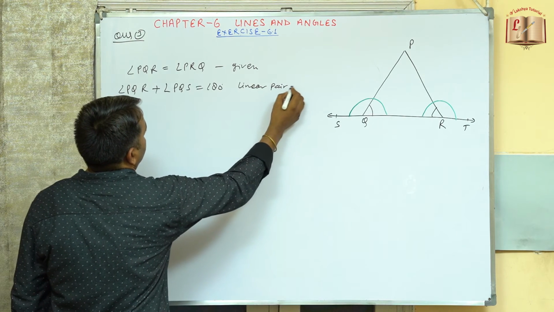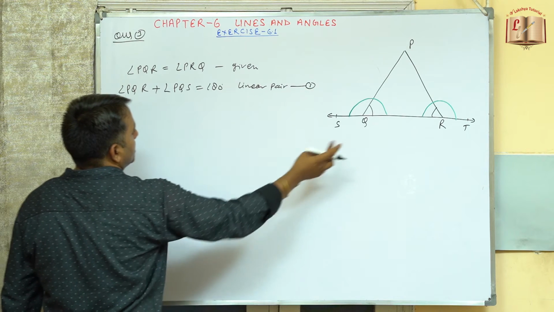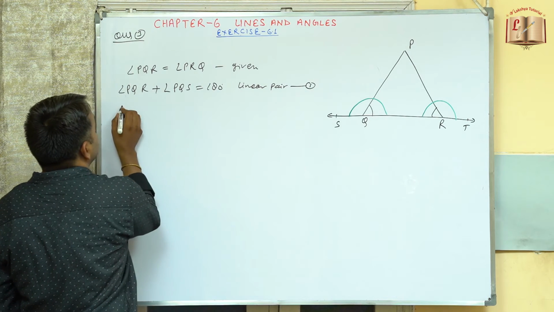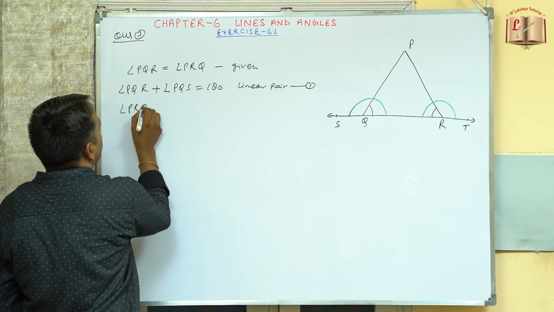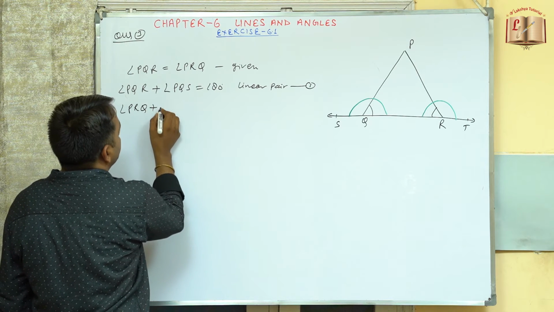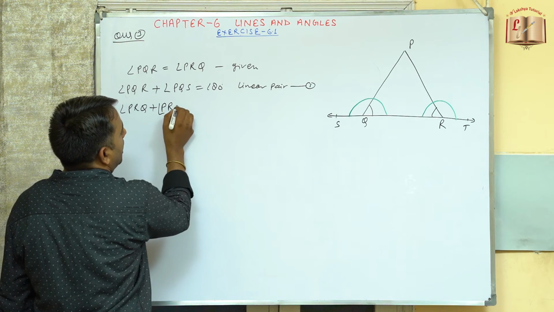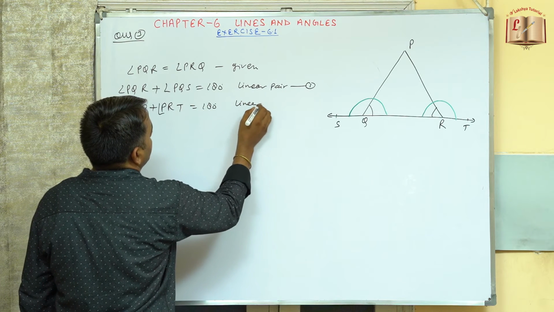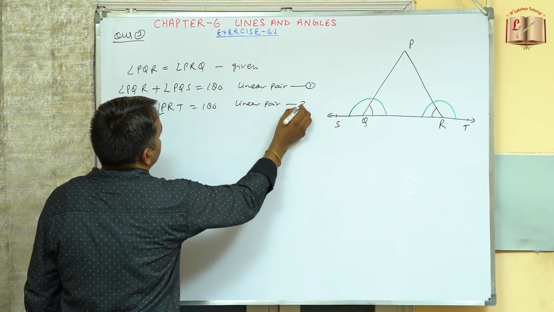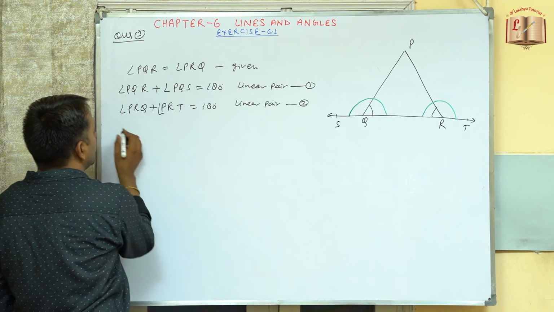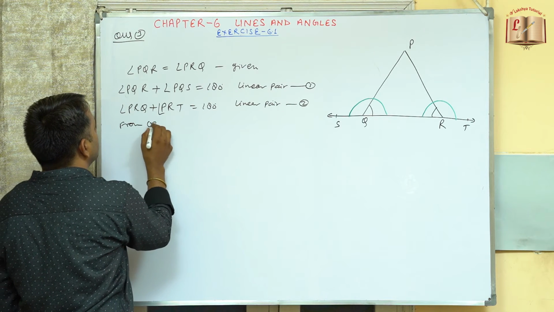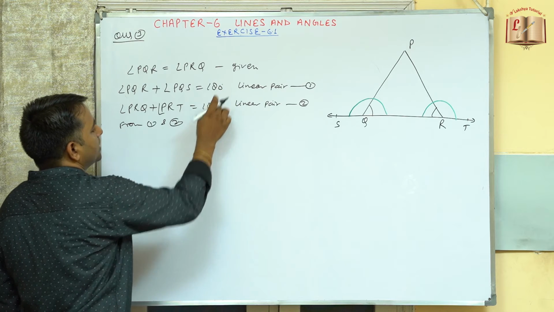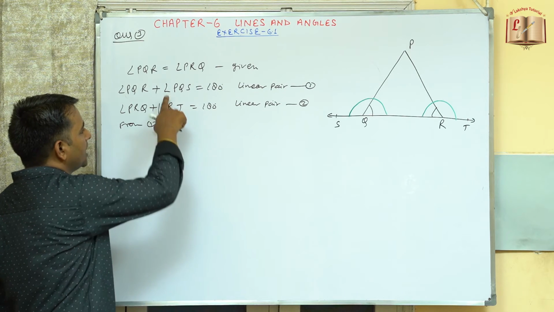So this we are taking as equation number 1. Similarly from another equation, angle PRQ plus angle PRT will be equal to 180 degrees. This is also a linear pair. This is equation number 2. Now from 1 and 2, the right hand sides are equal, so the left hand sides will also be equal.